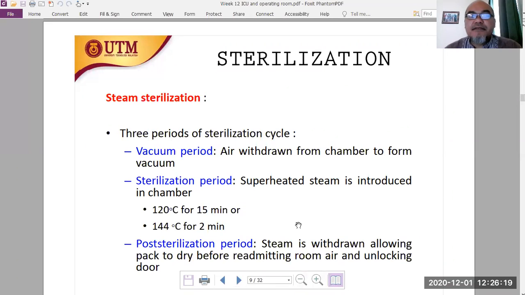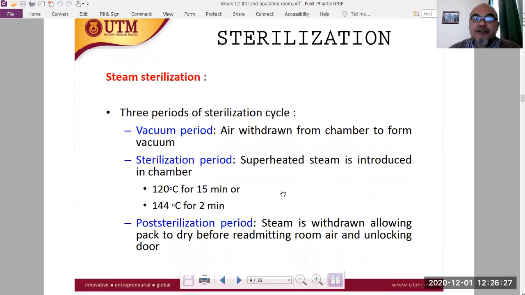Steam sterilization using an autoclave has 3 periods. First is the vacuum period: air is withdrawn from the chamber to form a vacuum. Then the sterilization period, where superheated steam is introduced to the chamber at 120 degrees Celsius for 15 minutes, or at a higher temperature of 144 degrees Celsius for a shorter period, 2 minutes. Then the post-sterilization period, when the steam is withdrawn to allow the pack to dry before readmitting room air and unlocking the door. Okay.